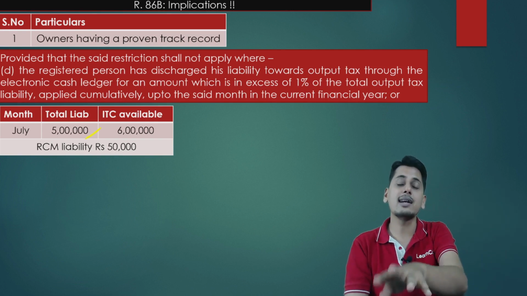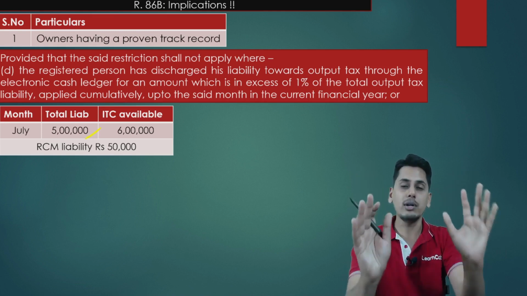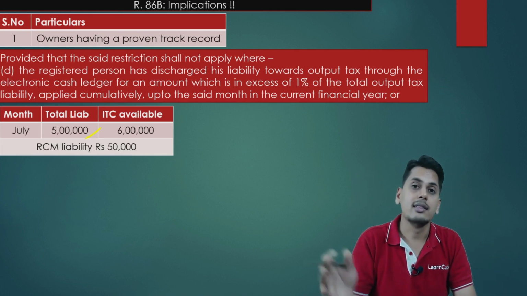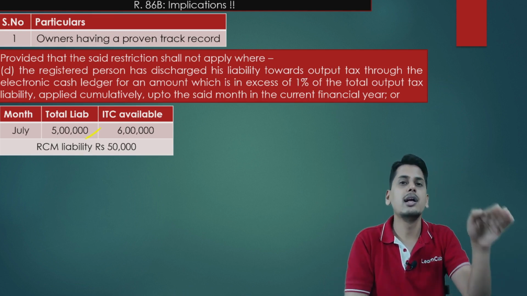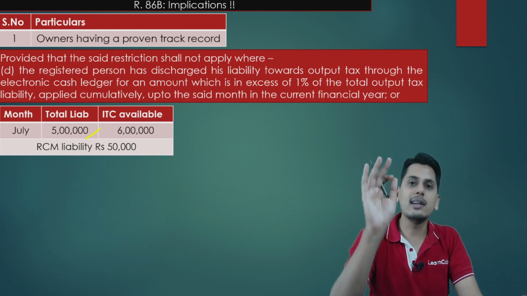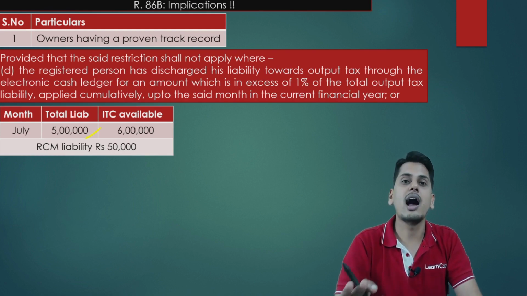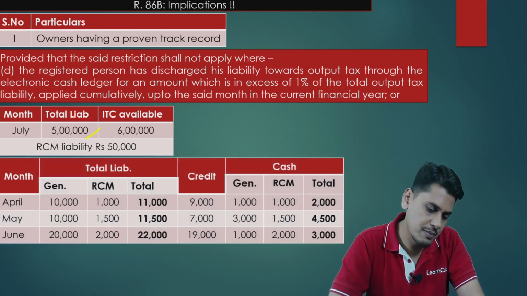You might have paid RCM taxes through the cash ledger only, but when you consider the total amount paid from your cash ledger, you are not going to consider the RCM liability paid from the cash ledger. So when you see 1%, total amount paid by cash ledger divided by total liability, neither the numerator nor the denominator is going to have any RCM effect. Let's have a look at the statistics.